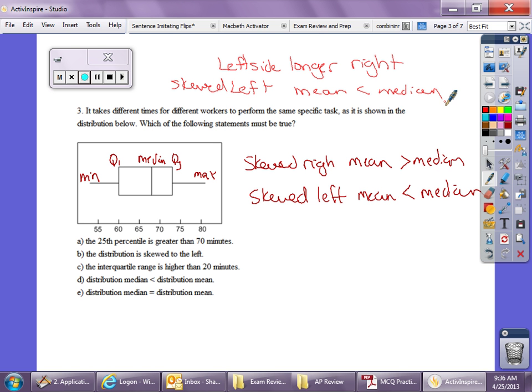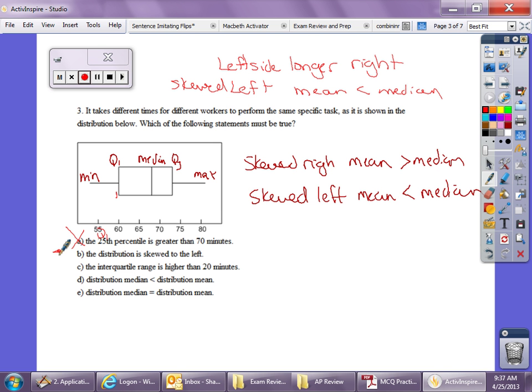So A, the 25th percentile, that means they're talking about Q1. So the 25th percentile Q1 is greater than 70 minutes. Here is Q1. Q1 is clearly not above 70, so statement A is incorrect. Statement B, the distribution is skewed to the left. I'm going to put a mark there.